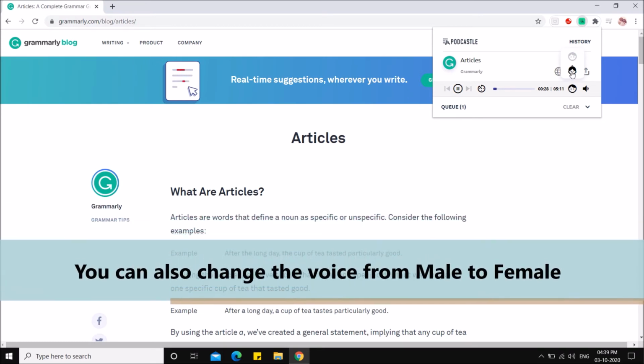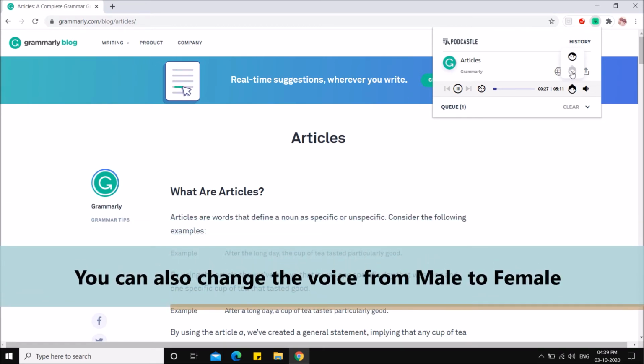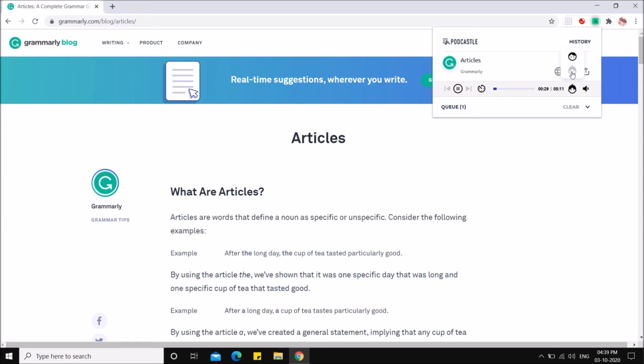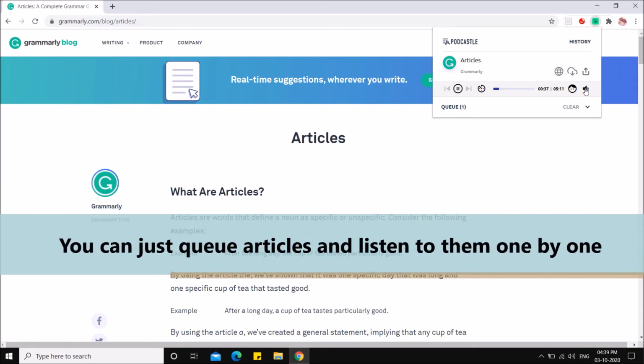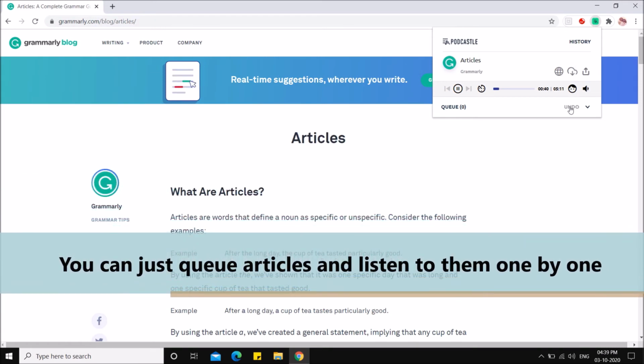English has two types of articles, definite and indefinite. Let's discuss them now in more detail. The definite article. The definite article is the word the. It limits the meaning of a noun to one particular thing.